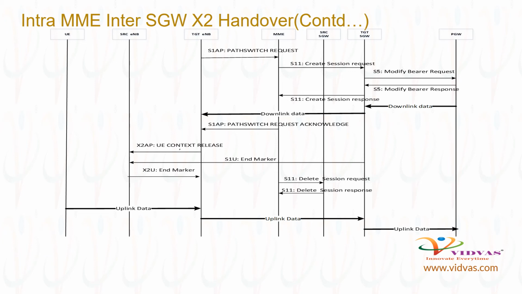MME sends S11 delete session request message to source SGW to clean up the UE context. Source SGW sends S11 delete session response to MME. As end-to-end tunnel establishment is done, uplink path takes UE, target ENB, target SGW, and PGW.